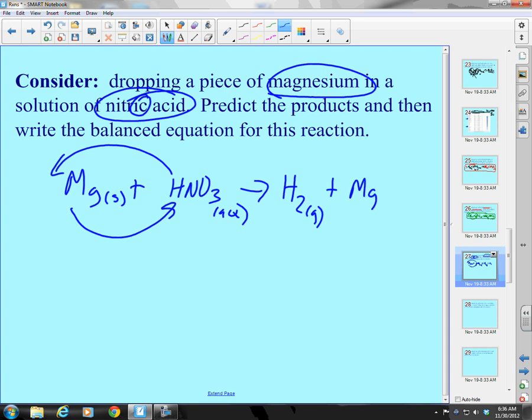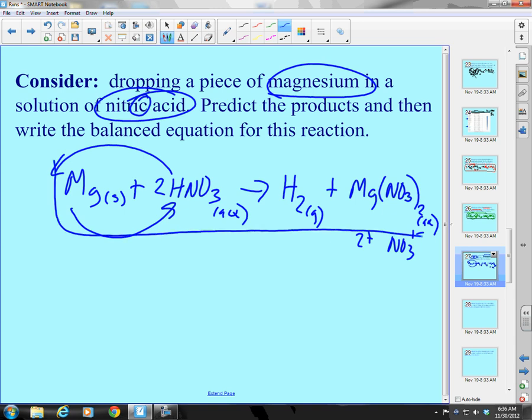Magnesium. And what's the magnesium going to have as its state? Nitrate. Nitrate is a -1. Magnesium is a 2+. That means I need 2 of those. It's aqueous. Cool. Now I need to balance this. Oh my gosh. Put a 2 here, and then I have 2 hydrogens. Hey, that's all there is to it. Wunderbar.